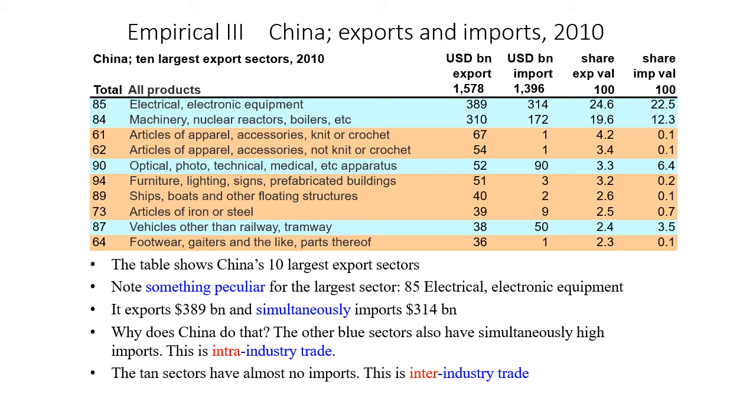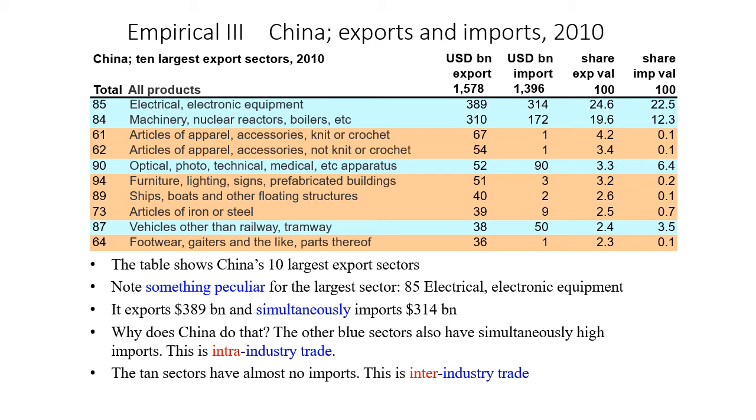So what we mean by intra-industry trade in terms of the blue bars, if we look at 85, electric and electronic equipment, we find that there's a huge amount of it being exported, about 389 billion. But we're also finding there's a huge amount of it being imported. That's about 314 billion. So the exports and imports are very similar in terms of their value. Not necessarily the same, not exactly close, but there's a huge chunk of both exports and imports related to this product for China. Very important to consider.